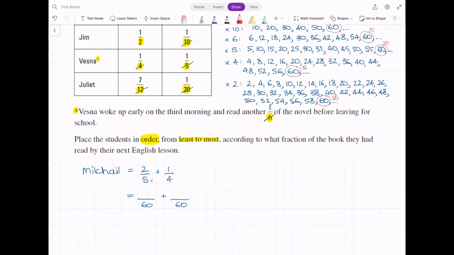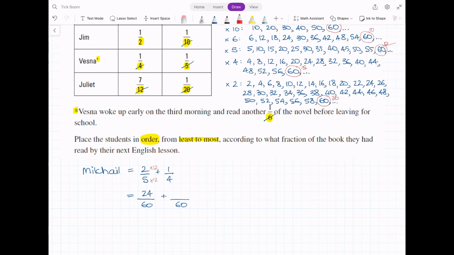5 times 12. I don't know where I got 20 from. I think I doubled 10. I don't know why I did that. 5, 1, 2, 3, 4, 5, 6, 7, 8, 9, 10, 11. It's the 12th multiple of 5. So 5 times 12 is how we get to 60. So if we're going to multiply the denominator by 12, we have to multiply the numerator by 12. And 2 times 12 is 24.